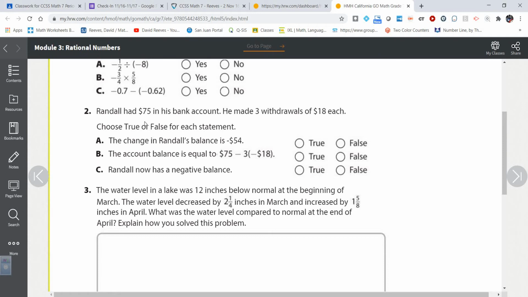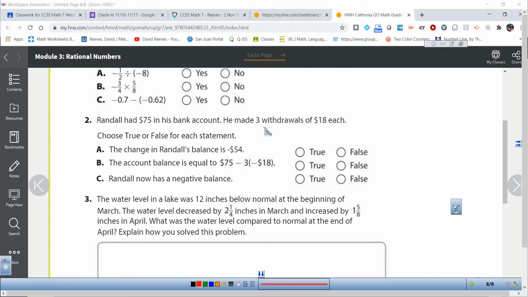Randall had $75 in his bank account. He made 3 withdrawals of $18 each. All right, just a reminder, when you do a withdrawal, that is taking money out. So it'd be negative 18 times 3, right? And if we were to do negative 18 times 3, let's see what happens here. 8 times 3 is 24. Carry the 2, and we get 54. So we get a negative 54.